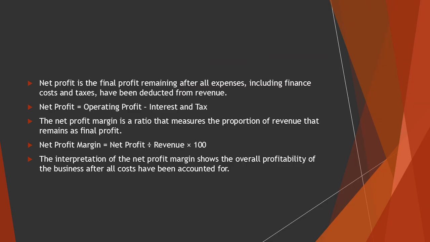Net profit is the final profit remaining after all expenses, including finance costs and taxes, have been deducted from revenue. The net profit margin is a ratio that measures the proportion of revenue that remains as final profit. It is calculated by dividing net profit by revenue and multiplying by 100. The interpretation of the net profit margin shows the overall profitability of the business after all costs have been accounted for.